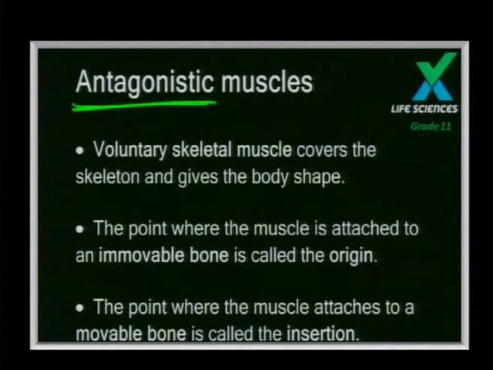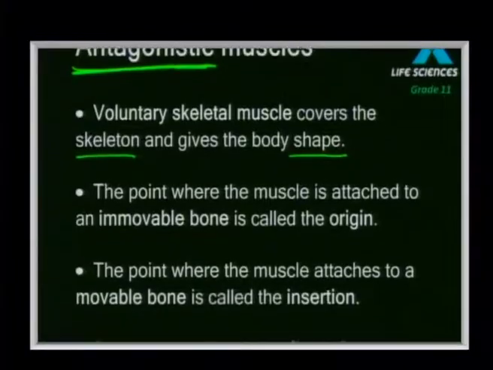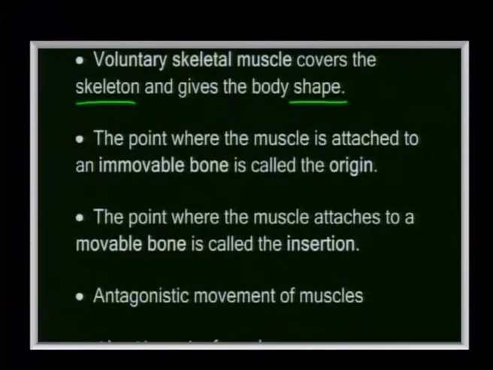Voluntary skeletal muscles cover the skeleton and give the body shape. Now think about muscles. A lot of people go to gym, a lot of people do sport to keep their bodies looking good. What are you keeping looking good? You can't change the skeleton. The skeleton's there. It's your core structure. But you can change the shape of the muscles, and the amount of fat that you have underneath the layers. So the skeleton gives the body shape.